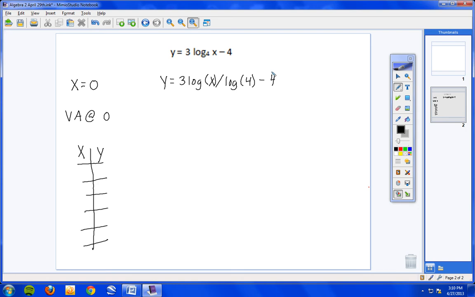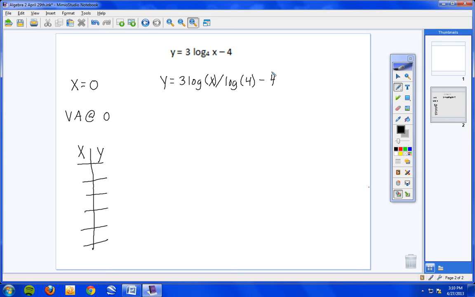I've already got it typed in here, unless someone cleared it out, and someone did clear it out. My son must have been doing his homework. So let me very quickly type this in. Sorry about that. So 3 log x, close the parentheses, divided by log 4, close the parentheses, minus 4.